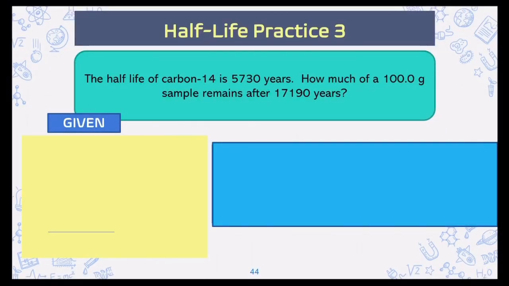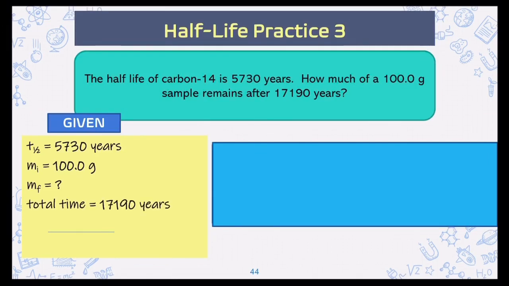Let's look at another example. Carbon 14 has a half-life of 5,730 years. So that's one of our given values. How much of a 100-gram sample, so that is our starting mass, our initial mass, will remain? We don't know the final mass, that's what we're solving for, after 17,190 years. So our total time that has elapsed is 17,190.